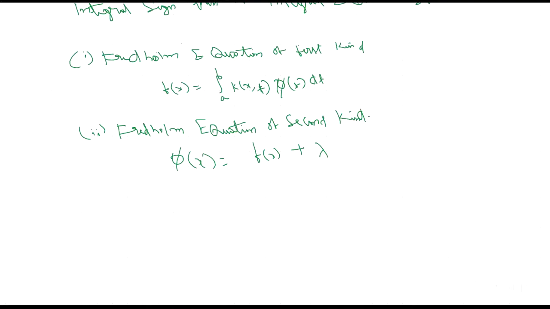Phi of x equals f of x plus lambda integration a to b K(x, t) phi of t dt. This is the Fredholm equation of second kind.